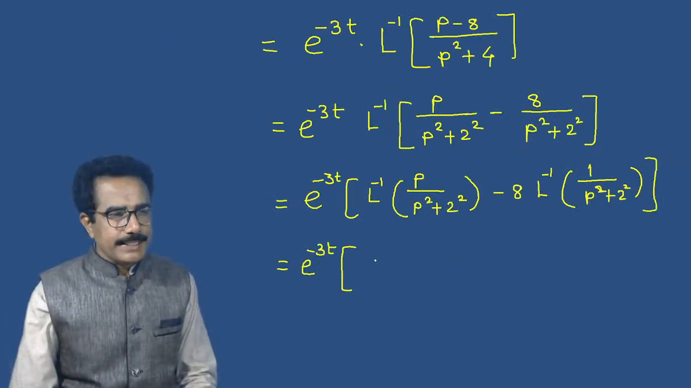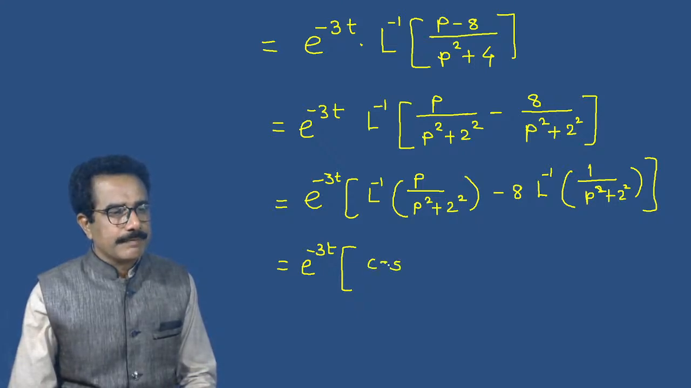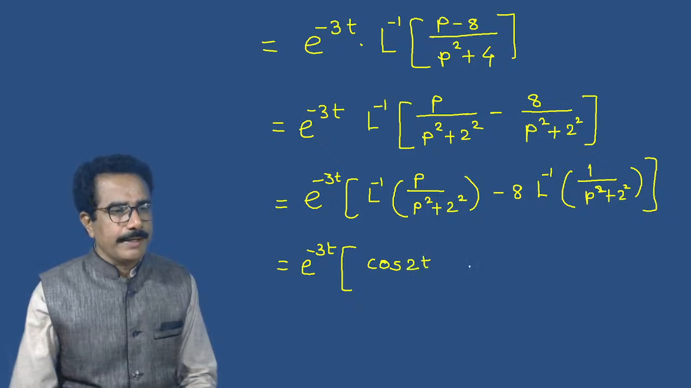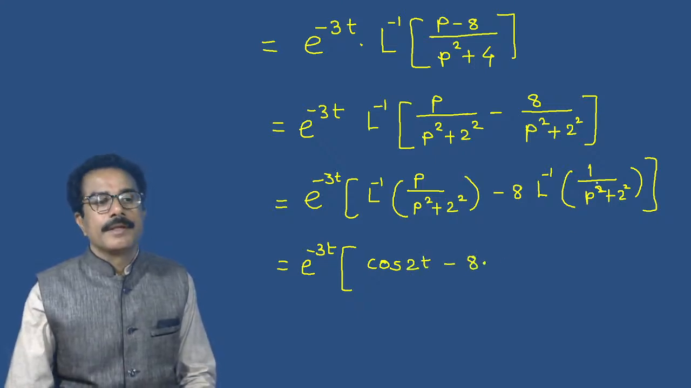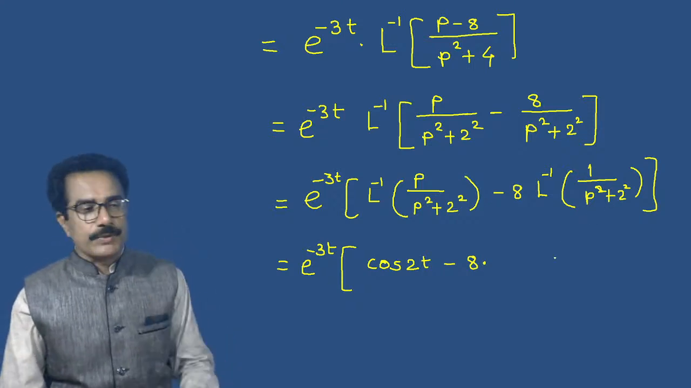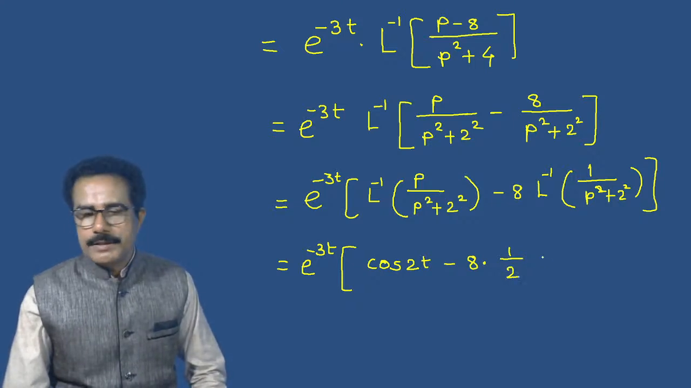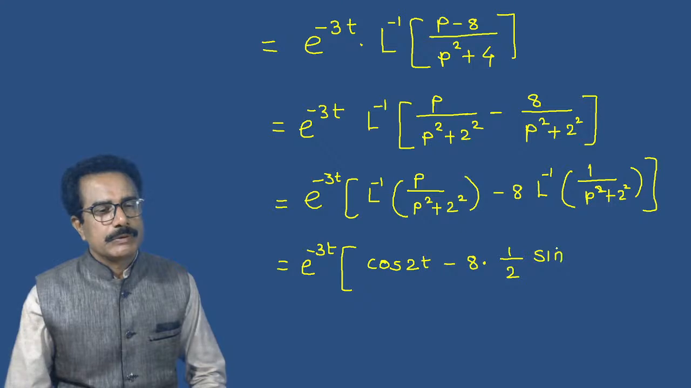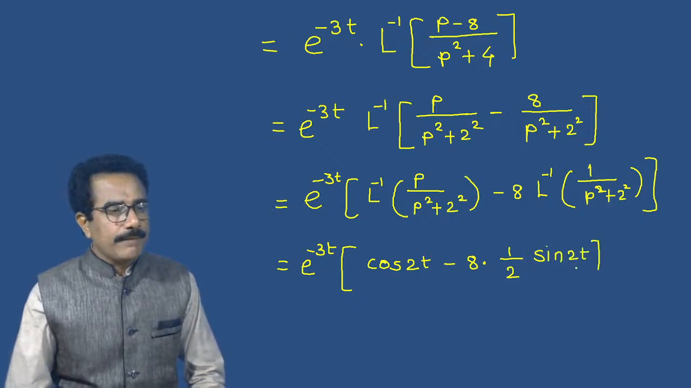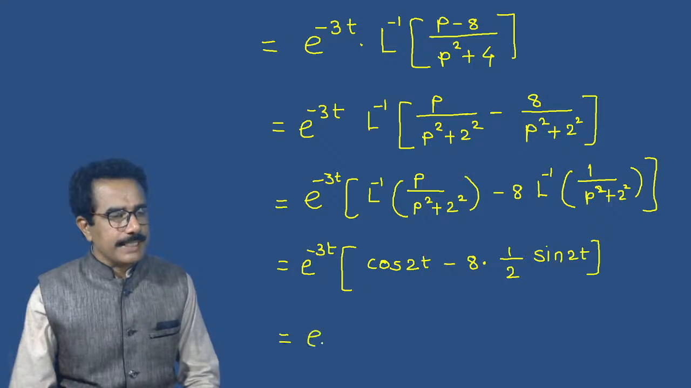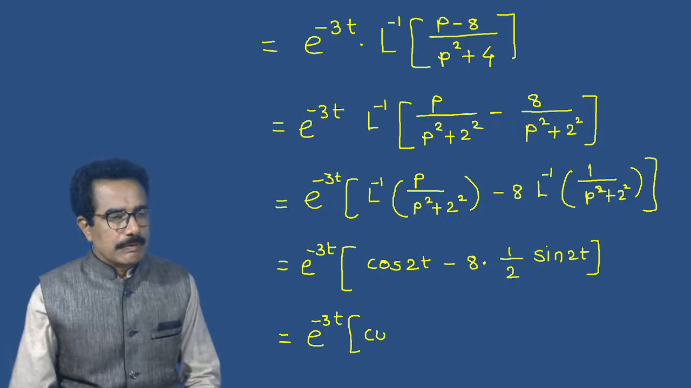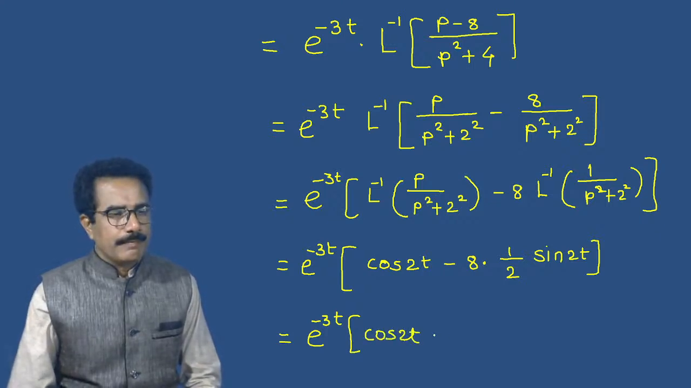So we can write this as cos at, where a means 2t, minus a as it is. Again 1 upon p square plus a square means 1 by a, which is 2, sin 2t. So the final answer of this is e raised to minus 3t, cos 2t minus 4 sin 2t.